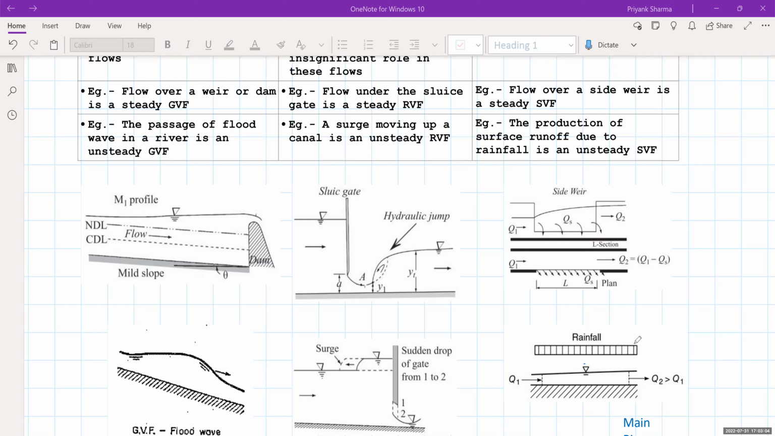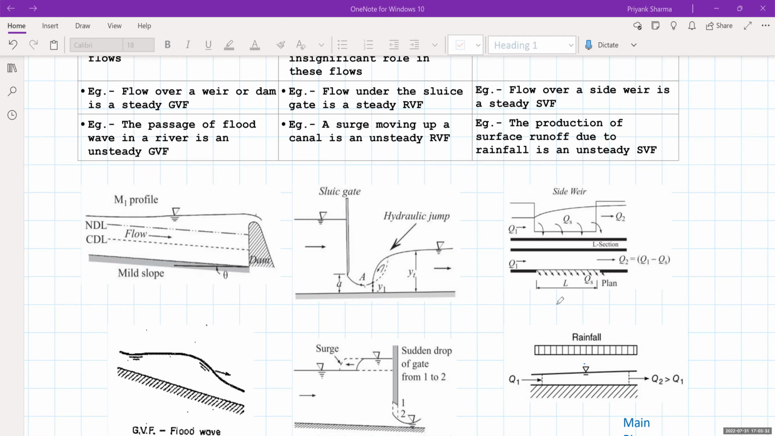However, in case of a rainfall event, the surface runoff is generated. You can see that this is Q1 and this is the depth at this section, and this is the Q2 depth at this section. Here the flow is added. So Q2 is greater than Q1 and the depth is also changing. So it becomes unsteady SVF. At a particular instant, if more flow is added, the depth will change. So that is an example of unsteady SVF.